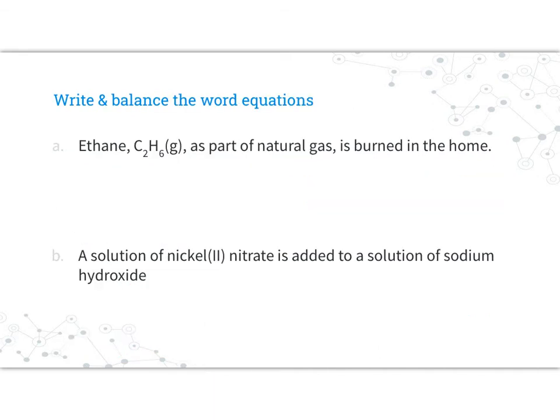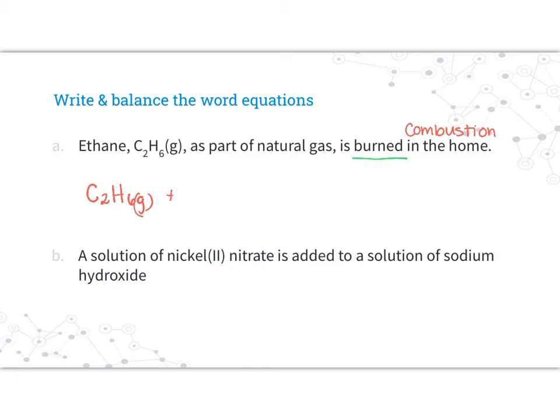So write and balance the word equations. We've seen these ones before. Ethane, C2H6 as a gas, is part of natural gas and is burned in the home. Burned meaning combustion. So we want to try and identify what kind of reaction we're working with here. You can either write out all of your reactants first or determine the type of reaction. So ethane is C2H6 and it's a gas.